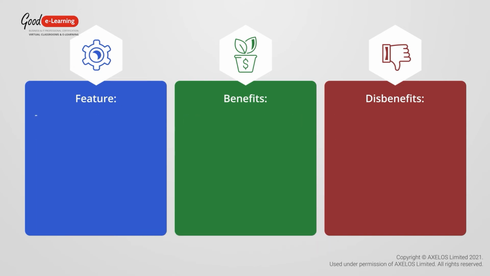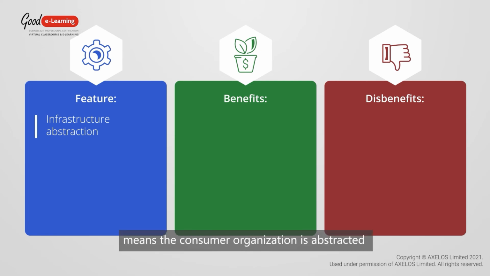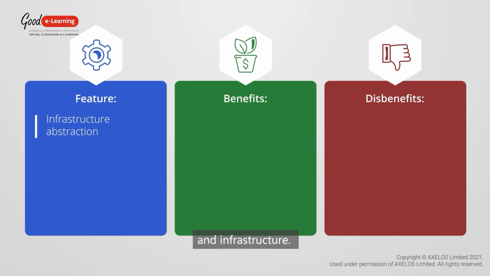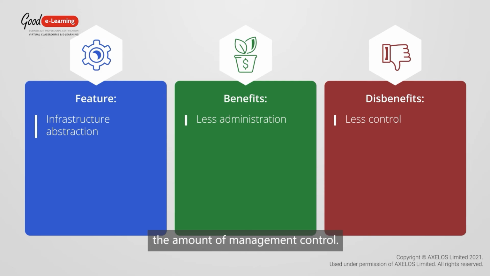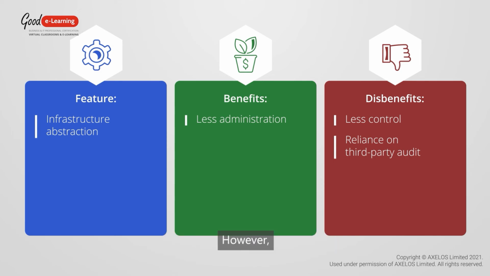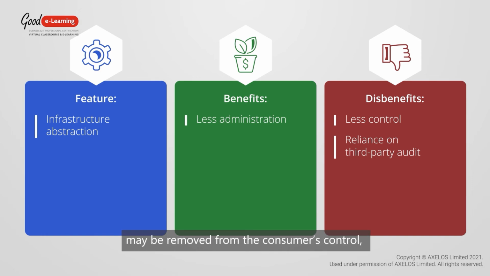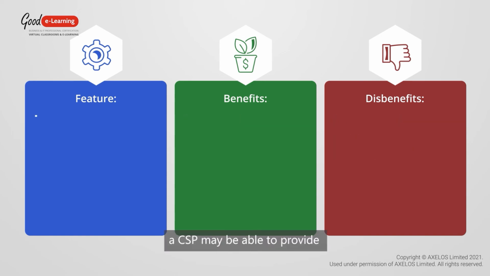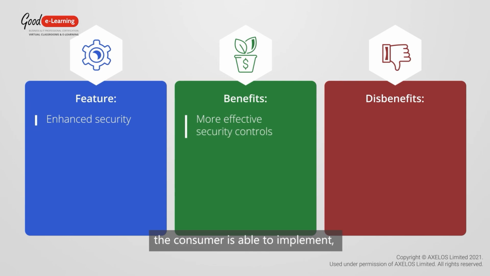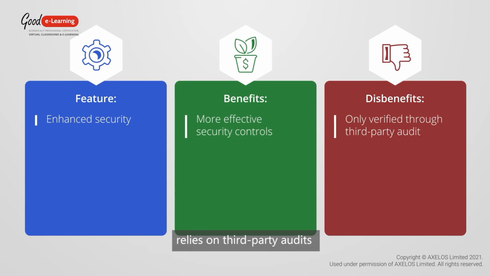Using cloud services means the consumer organization is abstracted from the underlying technology and infrastructure. This reduces the administrative burden but also limits the amount of management control. Careful selection of CSPs can enhance the consumer's ability to meet regulatory requirements, such as location of data storage. However, other compliance aspects may be removed from the consumer's control, making the role of third-party audits critical. Finally, a CSP may be able to provide an enhancement to the security measures and controls the consumer is able to implement, but this again relies on third-party audits to ensure required security levels are applied.